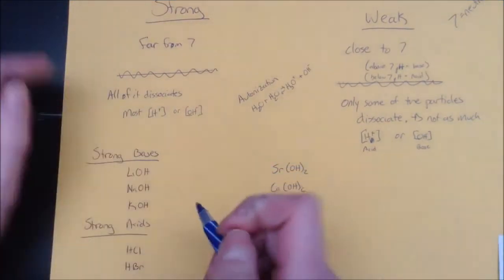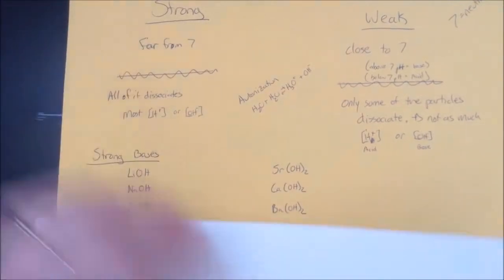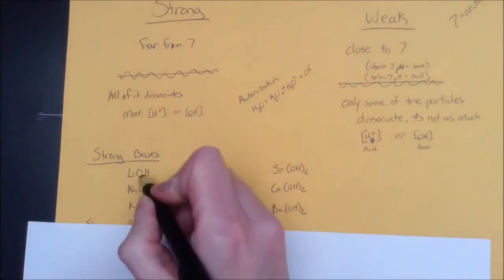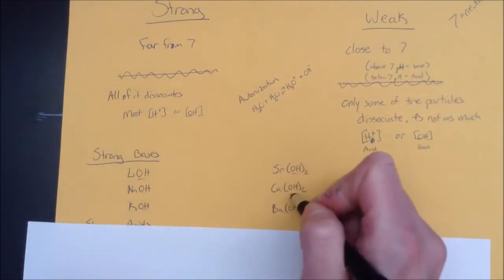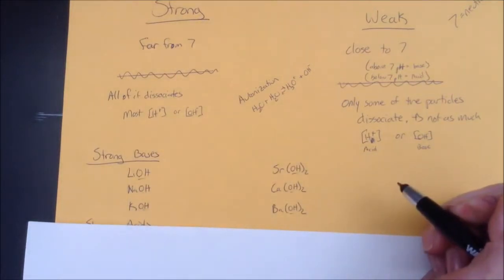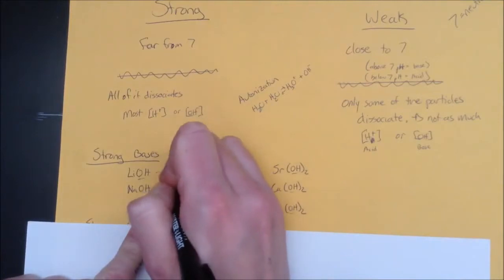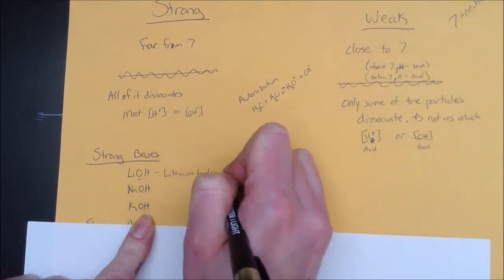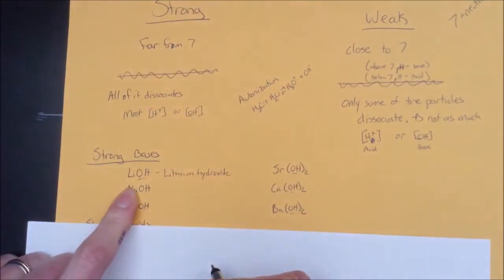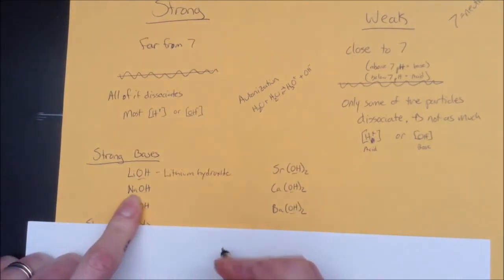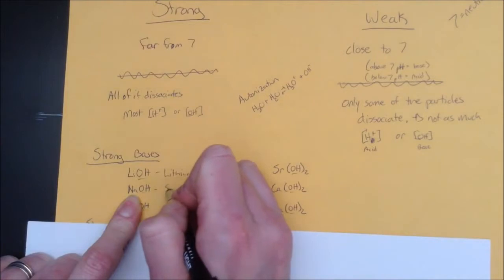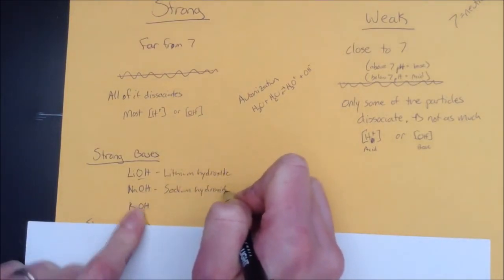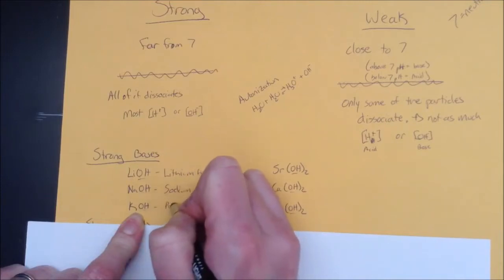So here are your strong bases and your strong acids. We're going to talk about our strong bases first. The first thing you might notice is they all have that OH there. That's how you end up with more OHs in the mix. This is lithium hydroxide. You're also learning some naming here. These are easy to name because you just take the metal ion and stick the OH on it. This is sodium hydroxide. This is potassium hydroxide.